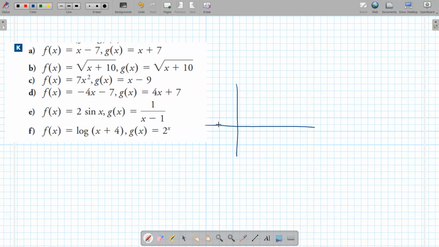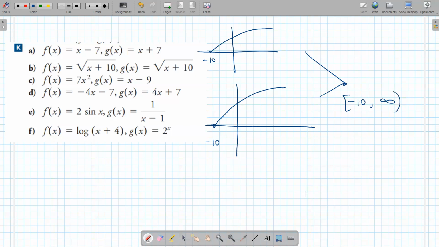So f looks like this, right? Negative 10. G is the exact same function. It's also going to look like this. So where do the domains intersect? At negative 10. Yeah, so the combined domain is going to be negative 10 inclusive to positive infinity. Same thing, because that's where the domains intersect.